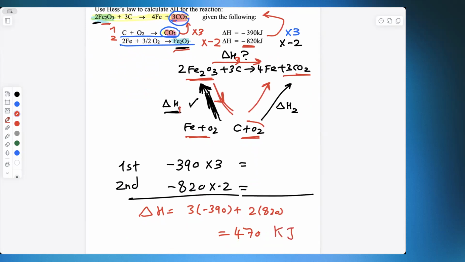Going from here to here spends kilojoules, 470, and going from here to here spends the same amount of kilojoules, which is 470, and this is Hess's law. This is Hess's law.